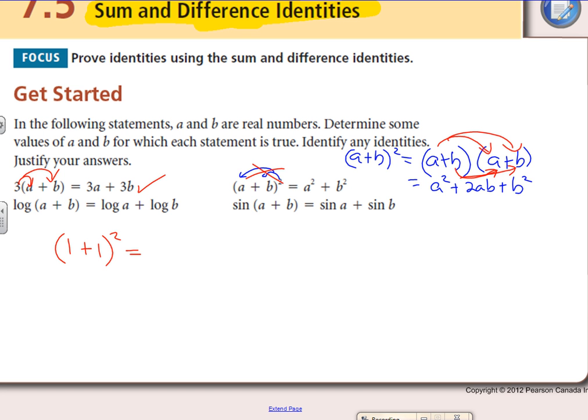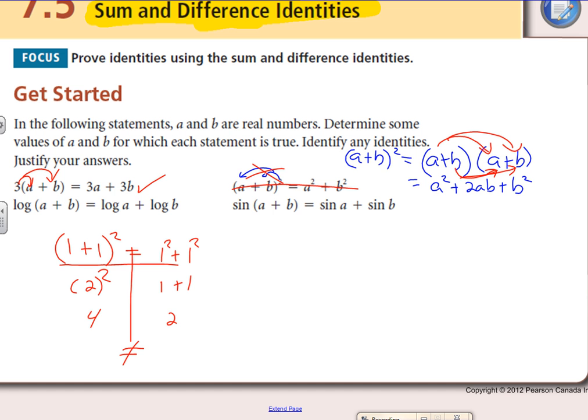Does that equal, let's work left side, right side. 1 plus 1, that's 2 squared, that equals 4. And the other side, 1 squared plus 1 squared, that's 1 plus 1, that equals 2. Oh, those do not equal each other, so this one, no go.